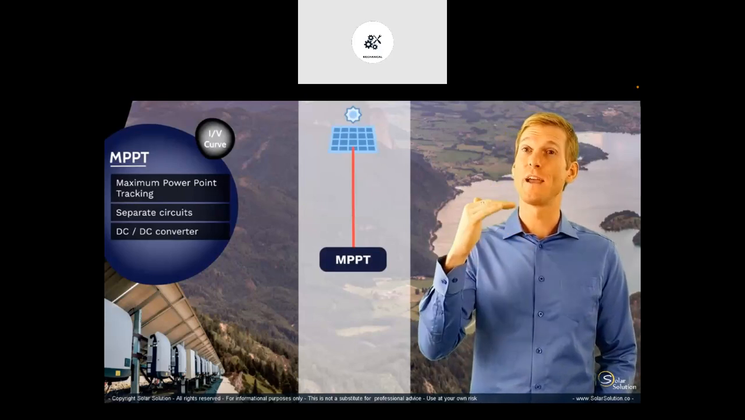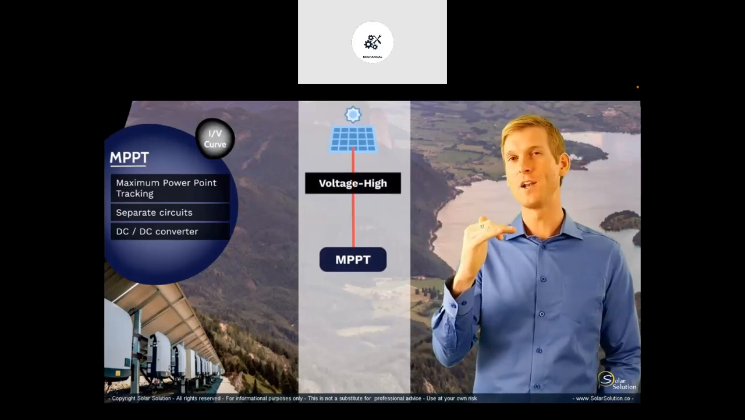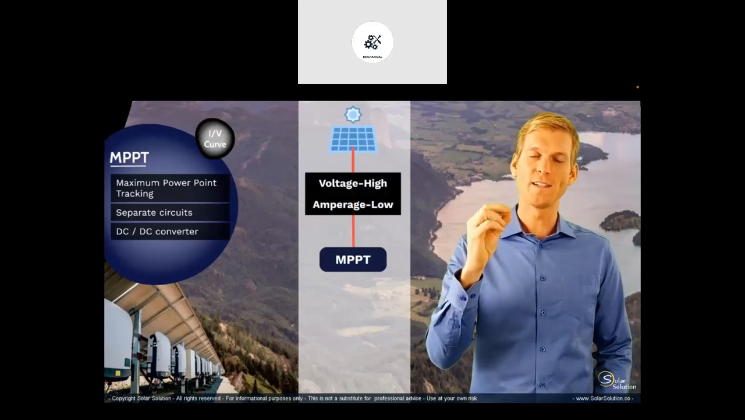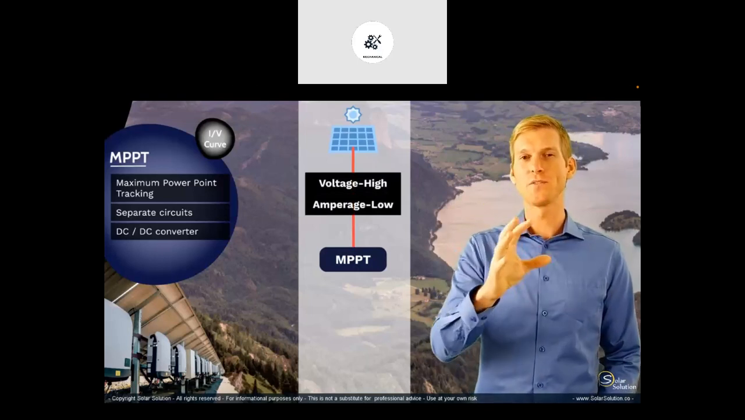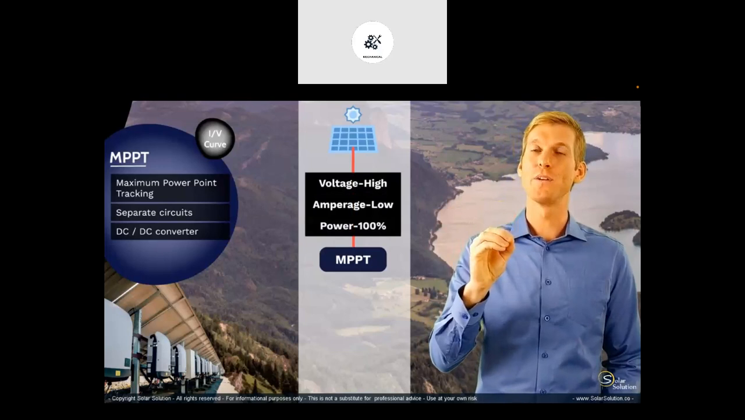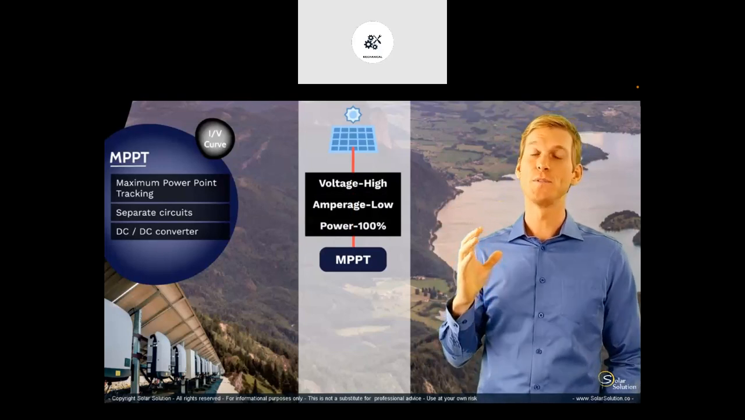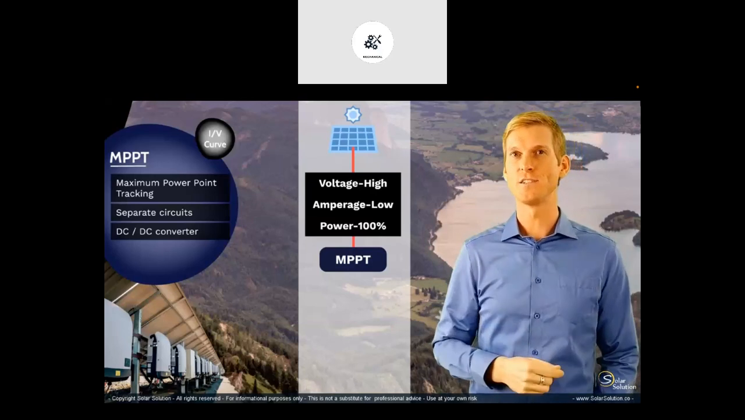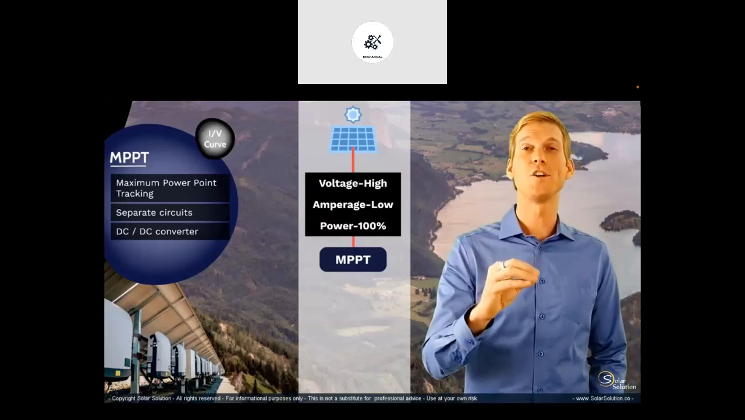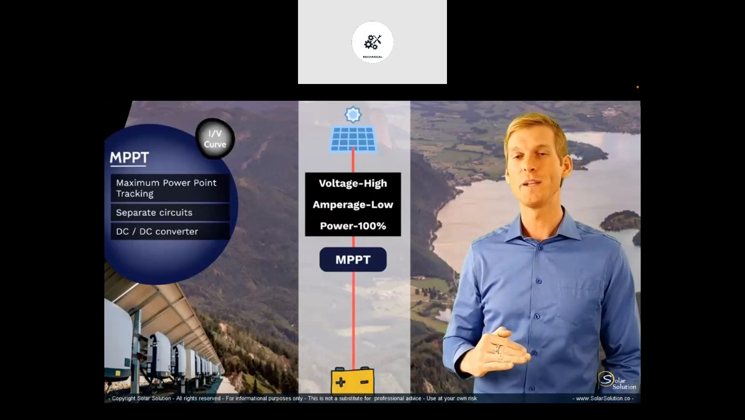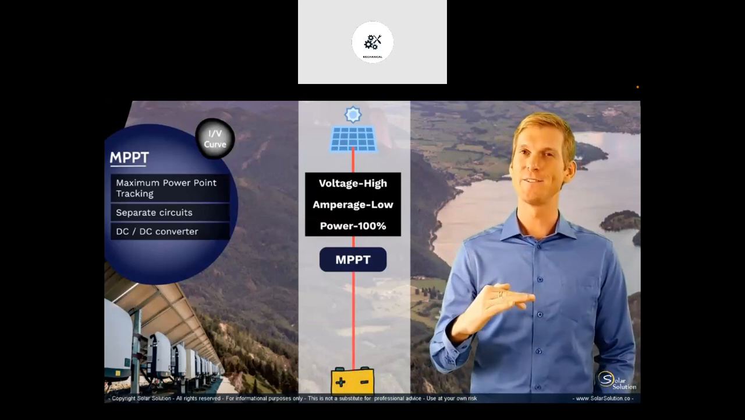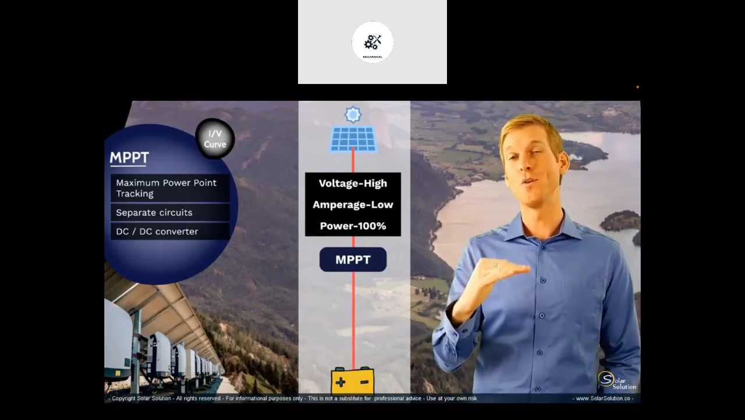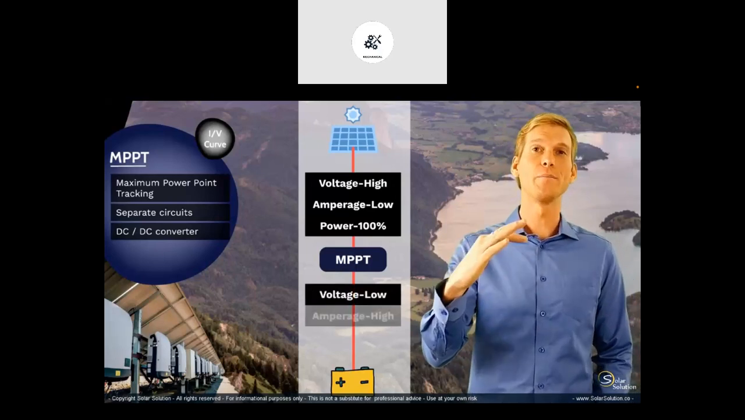So let me try to explain this a bit better with a simple drawing. We start with a solar panel that you connect to your MPPT solar charge controller, and on this side of the circuit you most of the times have a high voltage, a relatively low amperage, but you're right at the right spot on the solar panel, so you're right on the maximum power point, and the solar panel is producing as much power as it possibly could under the given conditions.